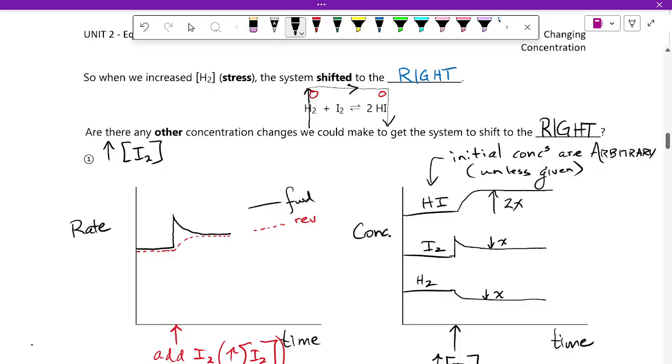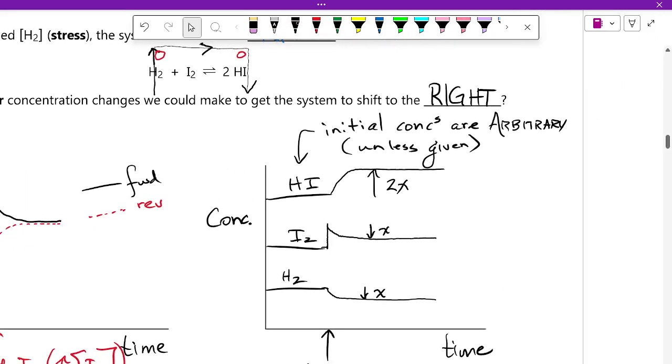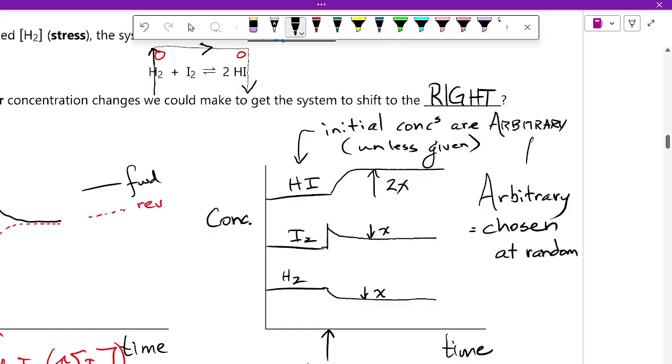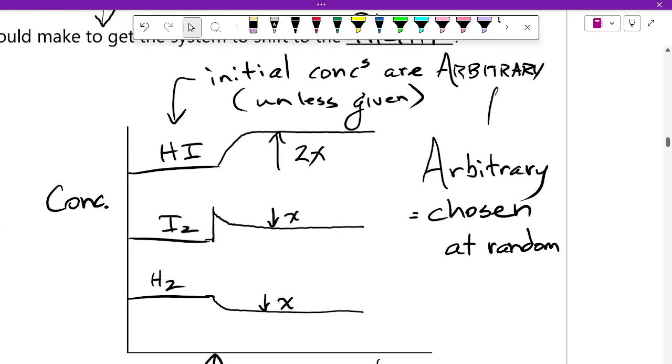Andy, you have a question? What is what? This word? Arbitrary, which means chosen just however you want, chosen at random. So it doesn't matter.